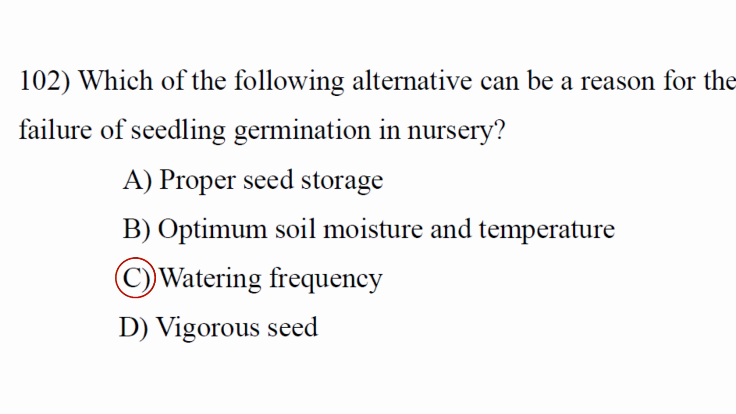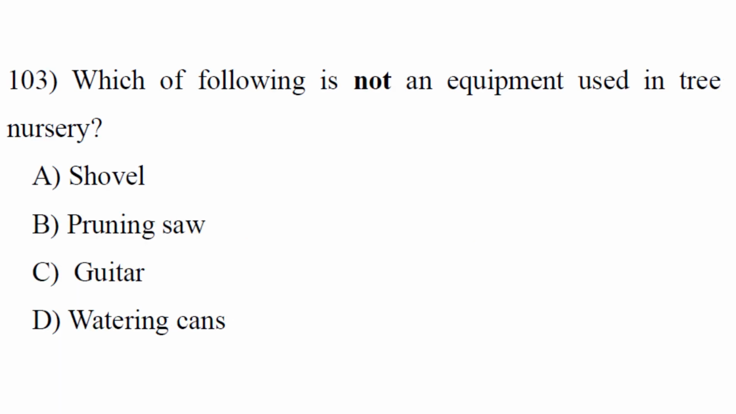Answer, C. Watering frequency. 103. Which of following is not an equipment used in tree nursery? A. Shovel. B. Pruning saw. C. Guitar. D. Watering cans.